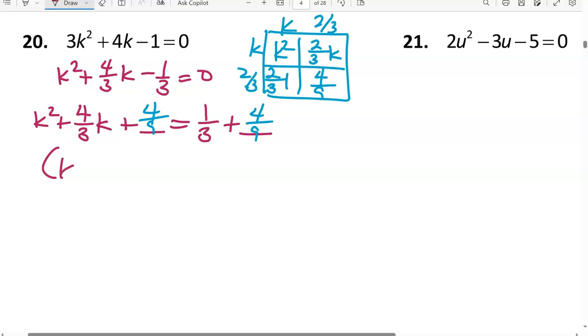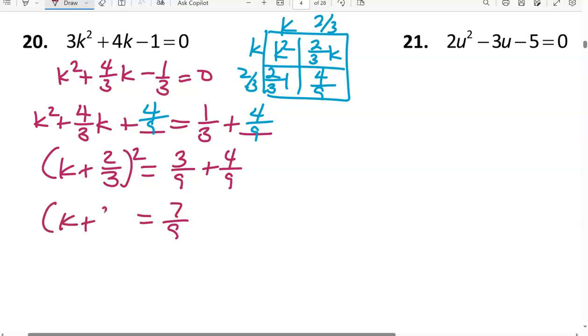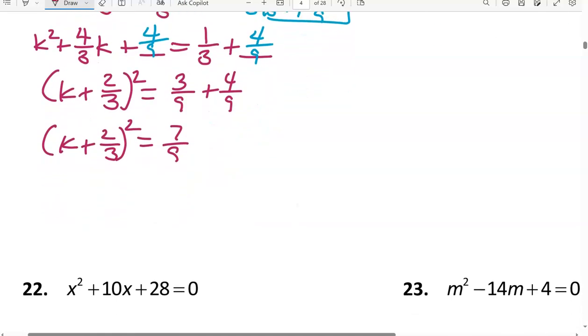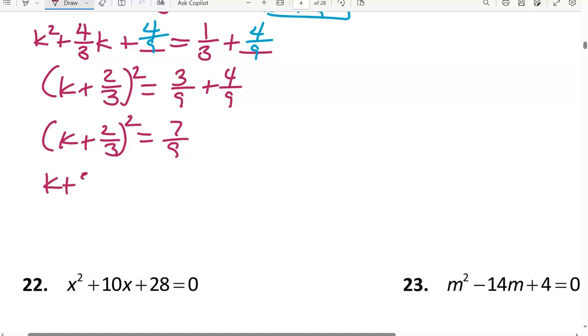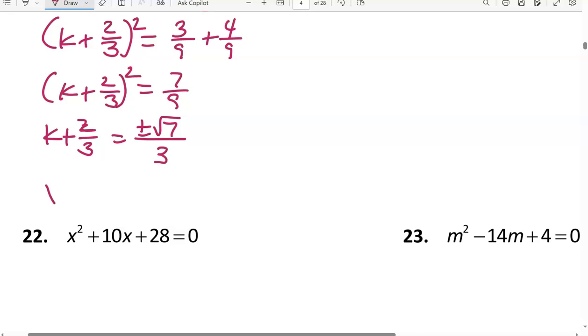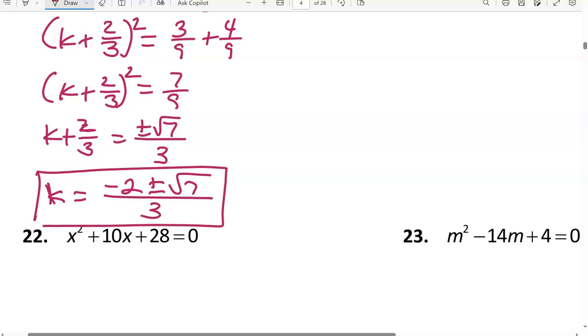So on the left side we have k plus 2/3 squared, and on the right side we have 1/3 plus 4/9. We need a common denominator, and that will be 3/9 plus 4/9, which is 7/9. And if k plus 2/3 squared is 7/9, then k plus 2/3 is positive or negative square root of 7 over square root of 9, which is 3. If we add negative 2/3 to both sides, we can combine. So we get negative 2 plus or minus the square root of 7 divided by 3.